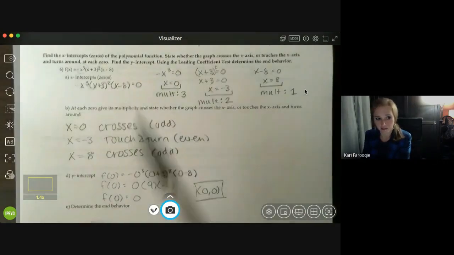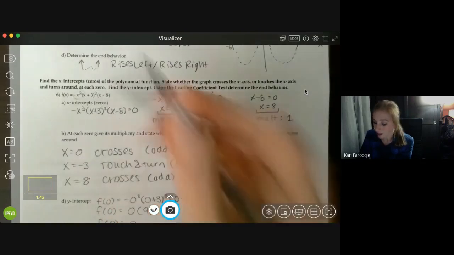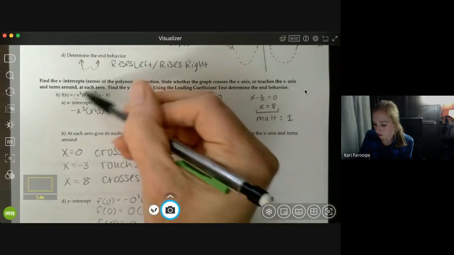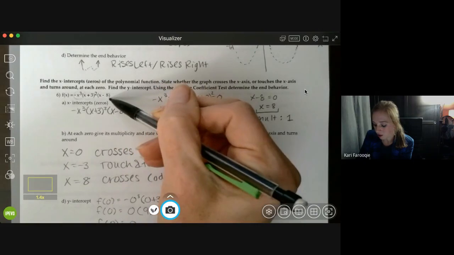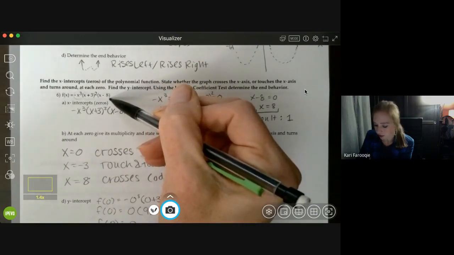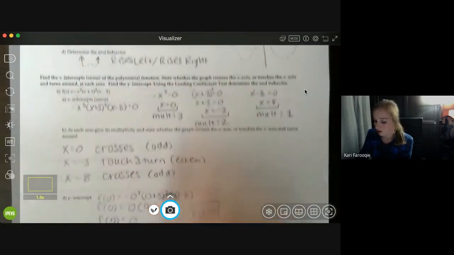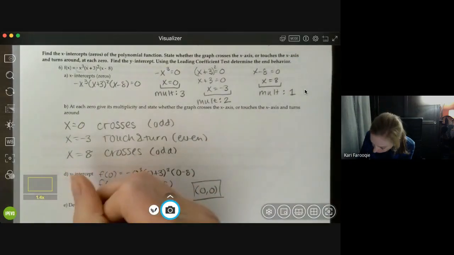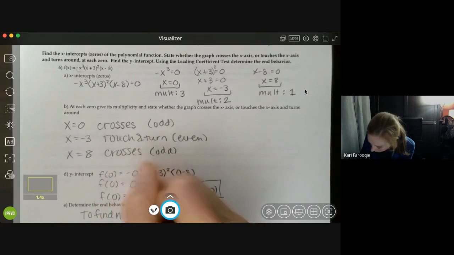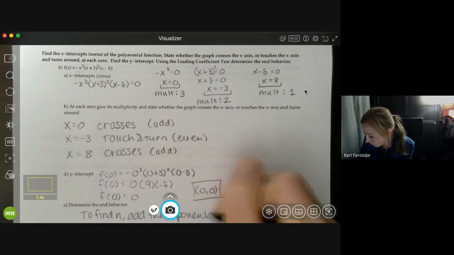So officially, thank you, Chase, you don't have to go through and FOIL and distribute. That'd be a total nightmare. But if you did do that, you would FOIL here and you would get x squared, blah, blah, blah, something. And then when you multiplied it again by x, you'd get x cubed something. And then you'd multiply that by x cubed and you'd get x to the 6th. In order to find n, or the degree of your polynomial, add the exponents from each factor.